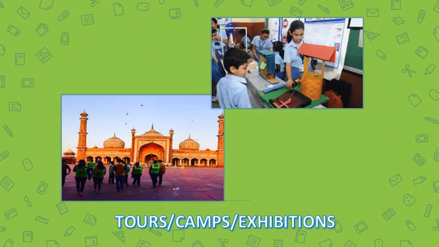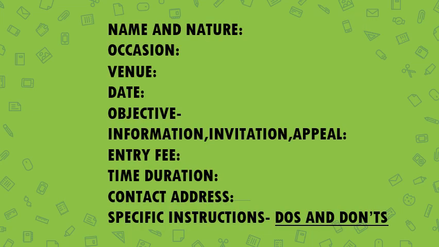The next type of notice that we will discuss is notices written to provide information for tours, camps, exhibitions, which is very common in a school. These are the information that we need to incorporate in our notice, which we are drafting for a tour or a camp or an exhibition. Beginning with, we'll write the name and the nature. So is it a camp, or is it a science exhibition, or a social science exhibition, or an art exhibition? So that needs to be specified.